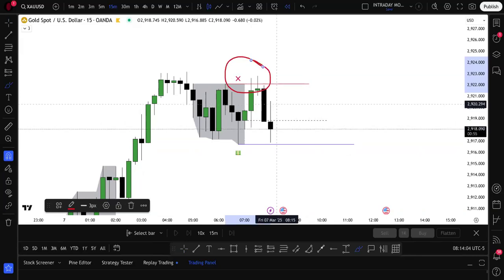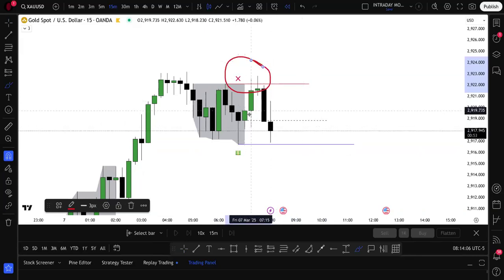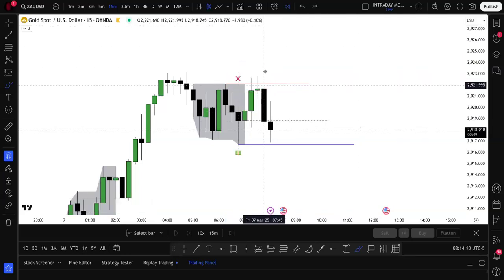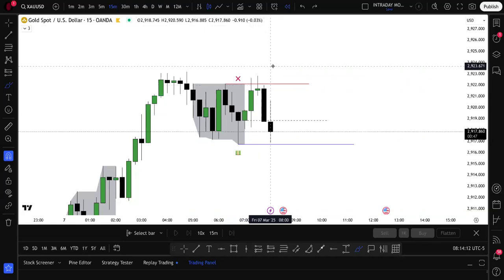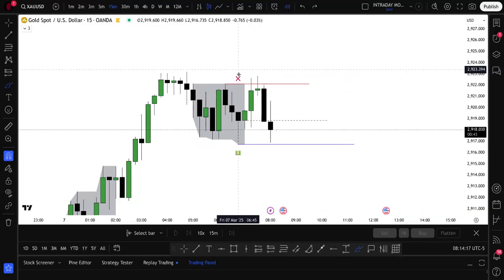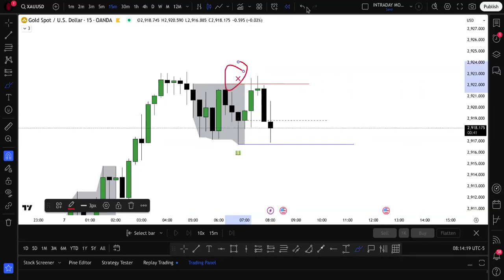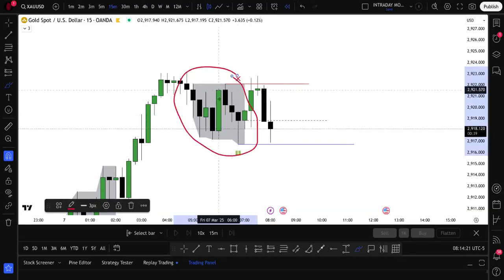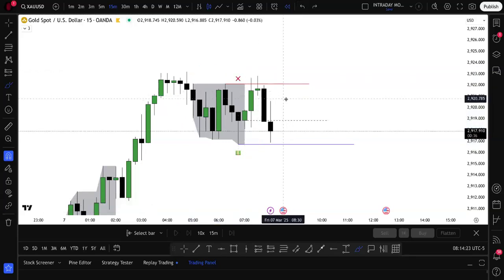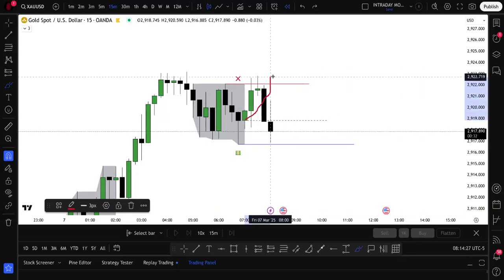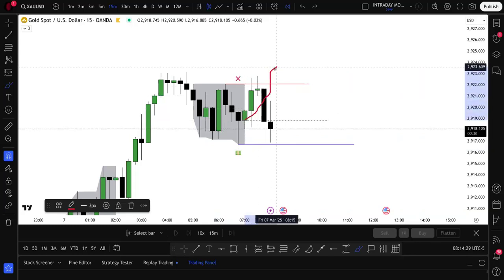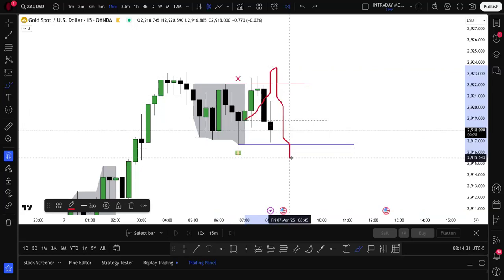When I was studying London back in the day, I would see this. London would run one side of the Asian session high, then run the other side of the Asian session low, and then it would turn around for the day and go back towards the first original break. So let's pretend this is Asian session, and we're going into London. Let's say before London, like 1 a.m., price is coming up, runs out the Asian session high. Then London starts, and it runs back down to the Asian session low.